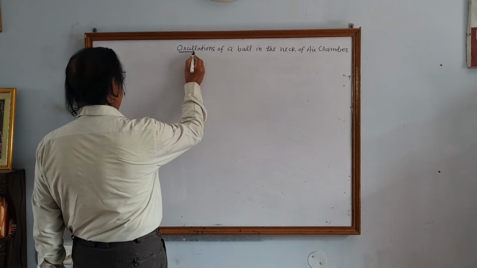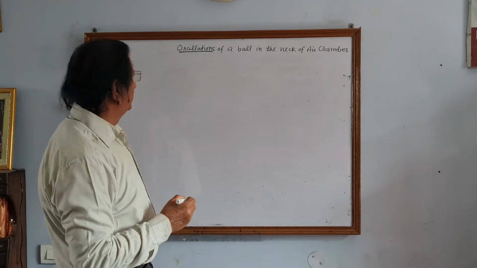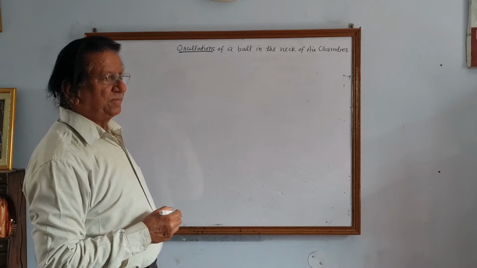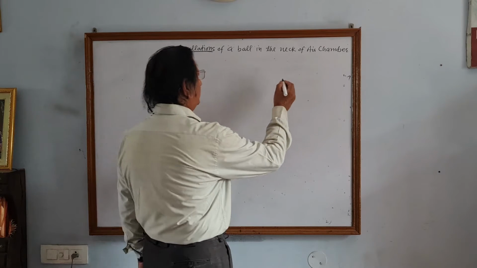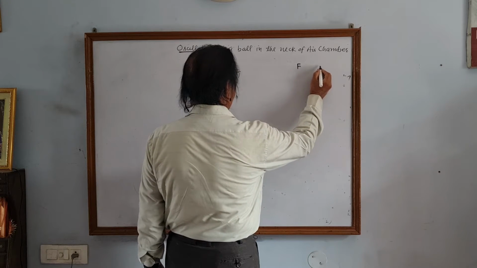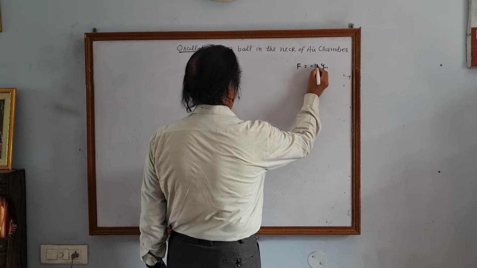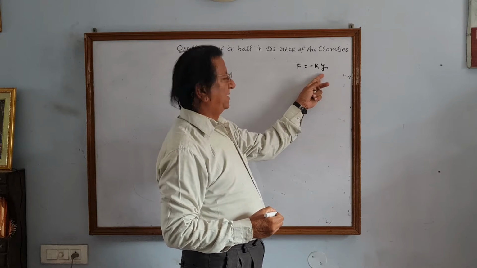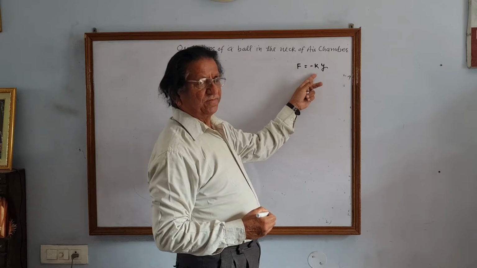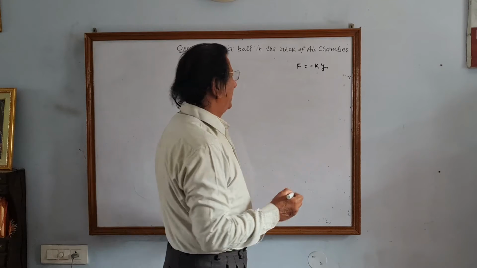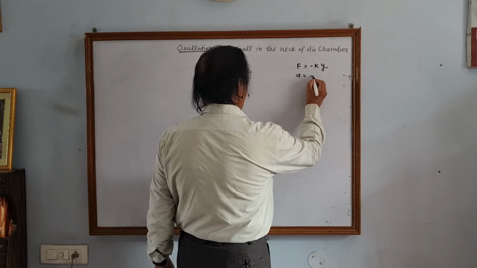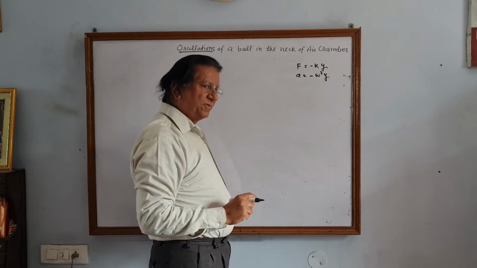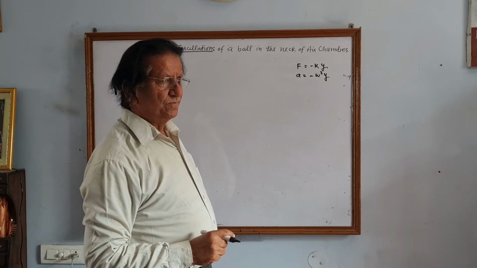Oscillations. Okay, oscillations of a ball which is in the neck of air chamber. It is a case of simple harmonic motion. And you know the characteristics of simple harmonic motion. The restoring force is proportional to displacement and it acts in opposite direction. Means restoring force and displacement are directed opposite to each other. They have a phase difference of 180 degrees. Then acceleration is also proportional to displacement, and acceleration and displacement both are directed in opposite directions.